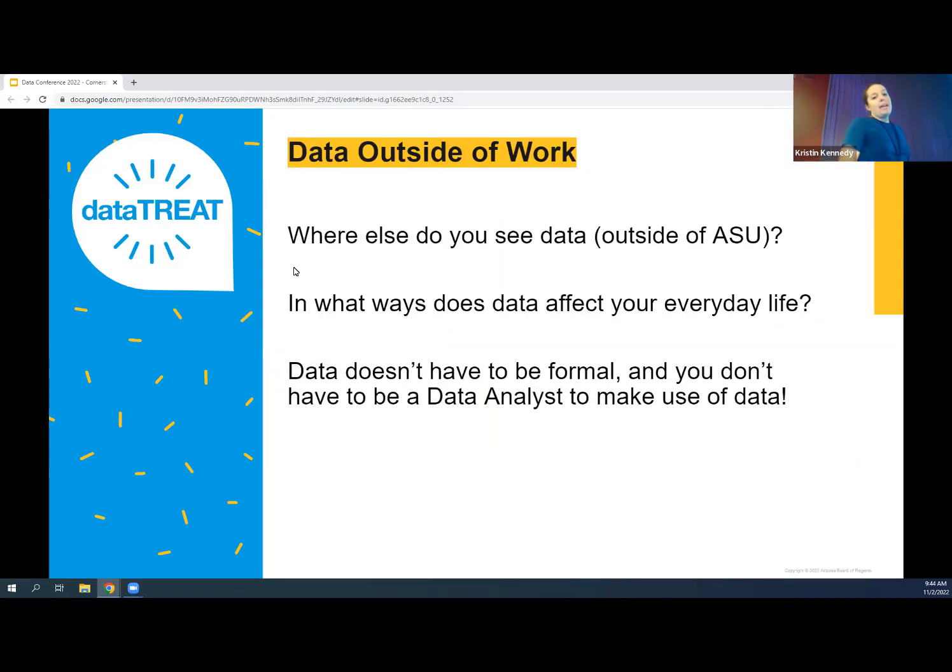So thinking about data, where do you see data outside of work? Not necessarily in ASU, but outside of ASU. And think about what ways data affects your everyday life. Data doesn't have to be a thing. It doesn't have to be a data point. It doesn't have to be a thing in a table. It doesn't have to be a graph.